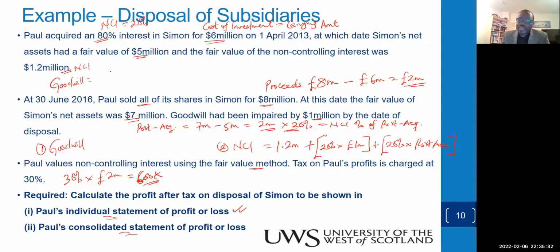Goodwill, as usual, is the cost of investment, which I think over here is giving us 6, right? We then add our NCI fair value, which is 1.2, if I'm not mistaken. And then we subtract the fair value of the assets at acquisition, which I think gives us 5 million. Then we get a goodwill.